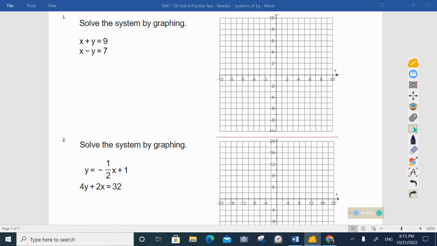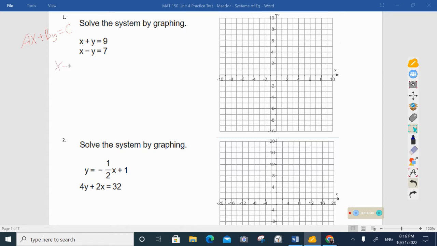We're about to be going over the College Algebra Math 150 Unit 4 practice test for Ms. Meador's class. Number 1 says solve the system by graphing, and I know most of you probably like to solve for y and do y equals mx plus b, plot the y-intercept, the b, do the slope, rise over run. But when your equations are given to you in standard form, like they are here, ax plus by equals c, that's called standard form, it's actually very easy. It's easier to graph with the intercept method.